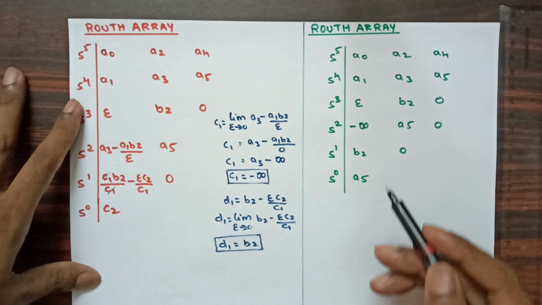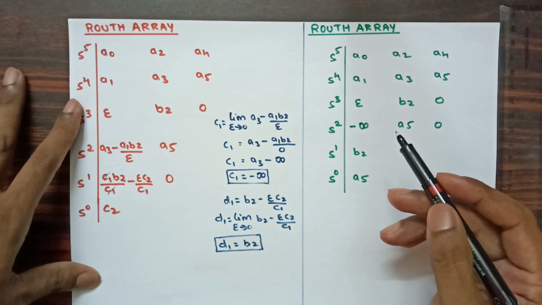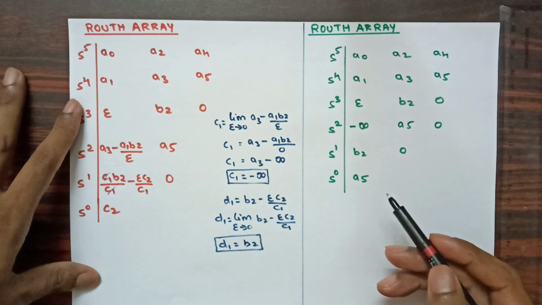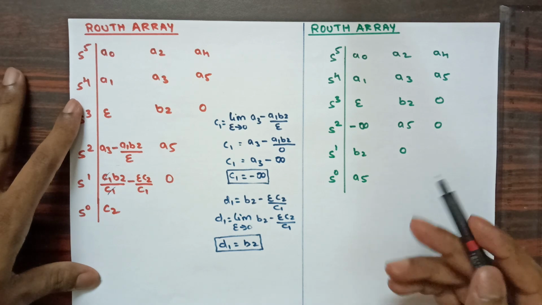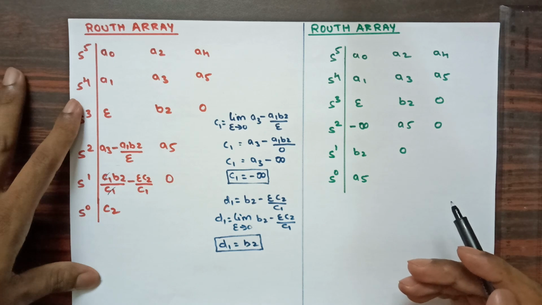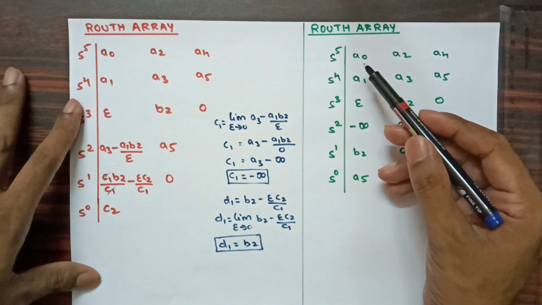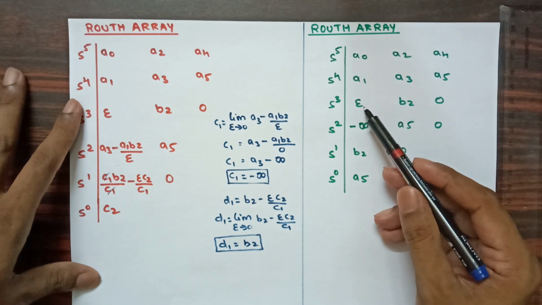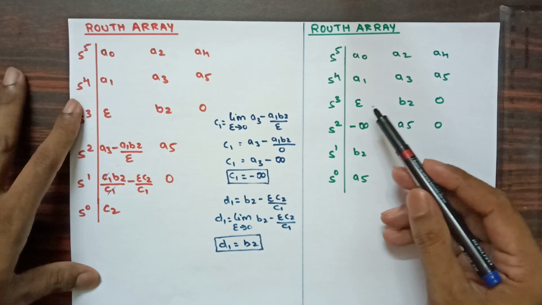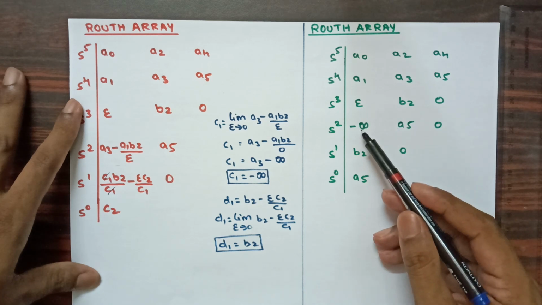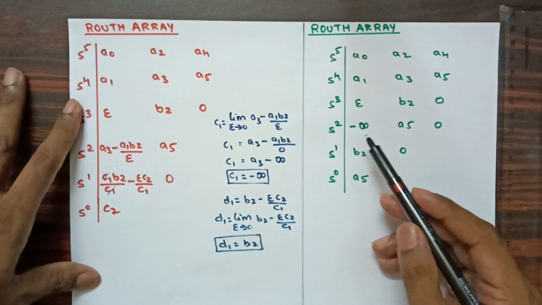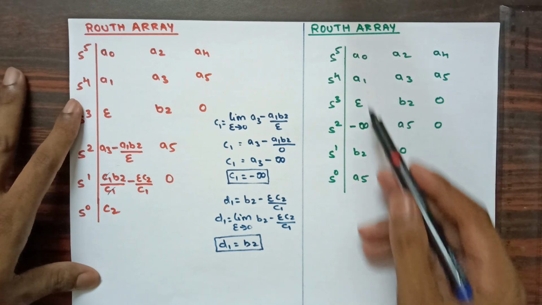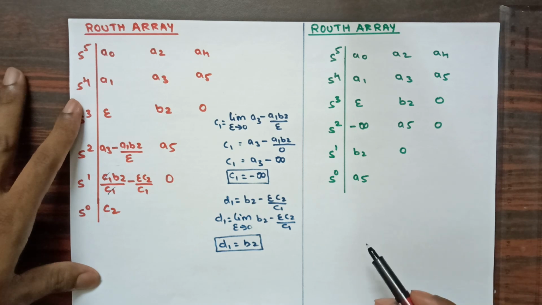We need to check the first column. If all the coefficients are with the same sign, then the system is stable. If we find any sign change in the first column, then the system is said to be unstable. You can see in this first value I am having positive sign, second also positive sign, third it's a positive integer number. Now from positive plus to minus it is changing, that is one sign change. Minus to plus, this is two sign changes.